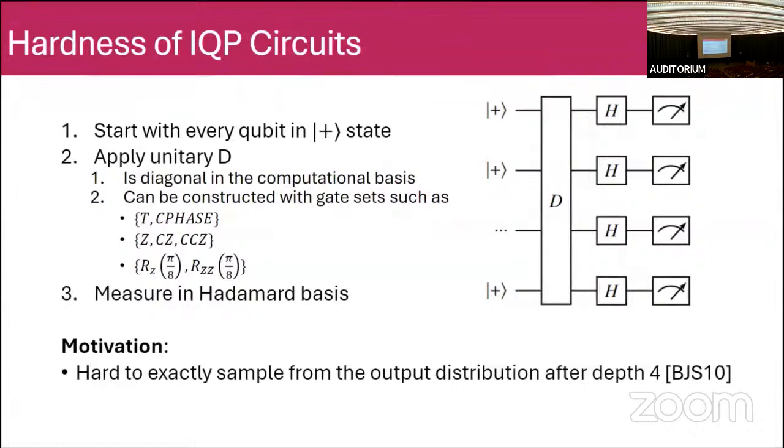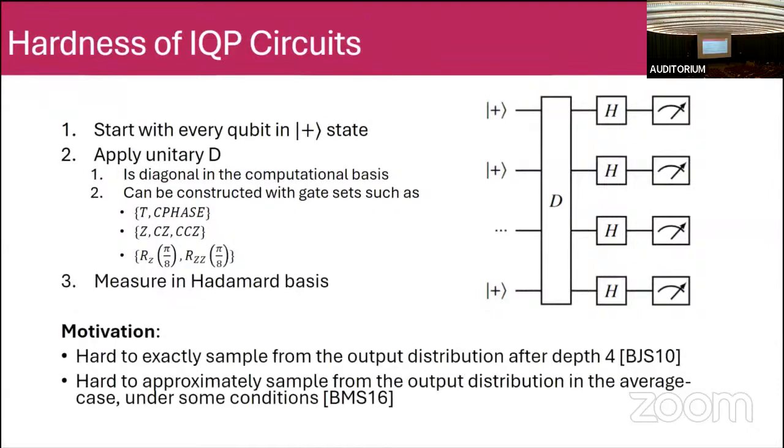What was found back in 2010 is that these circuits are hard to exactly sample from after a depth of 4. This makes them a good candidate for quantum supremacy experiments. This was improved later on to show that it's hard to approximately sample from these in the average case under some conditions. All of these hardness statements usually rely on complexity theoretic assumptions like the polynomial hierarchy. Another thing that makes it more practical is that it doesn't require a universal gate set, which hopefully makes it more amenable to near-term hardware. This is the intuition for the recent Harvard QuEra UMD experiment.